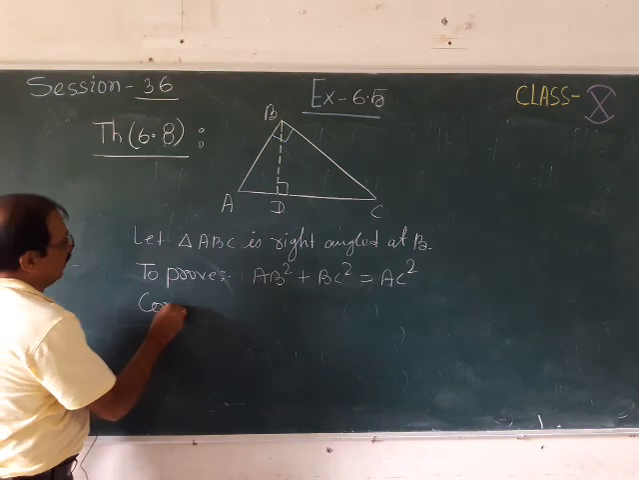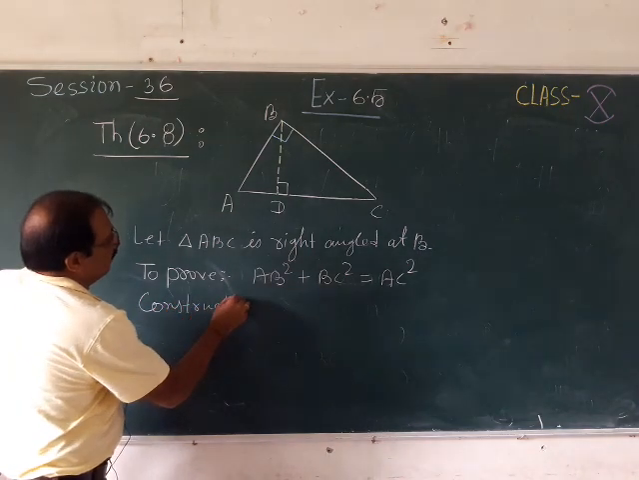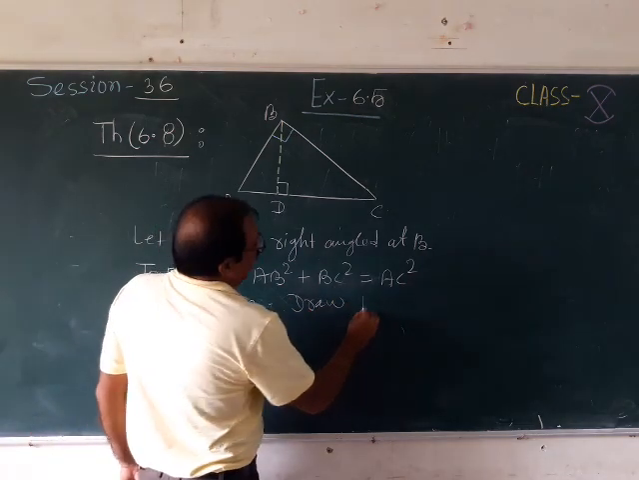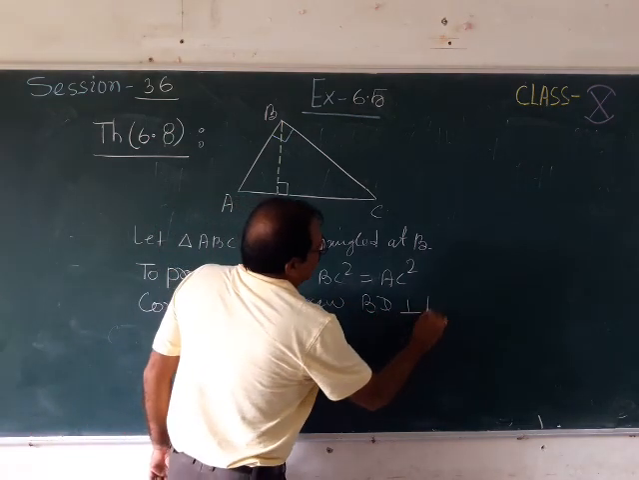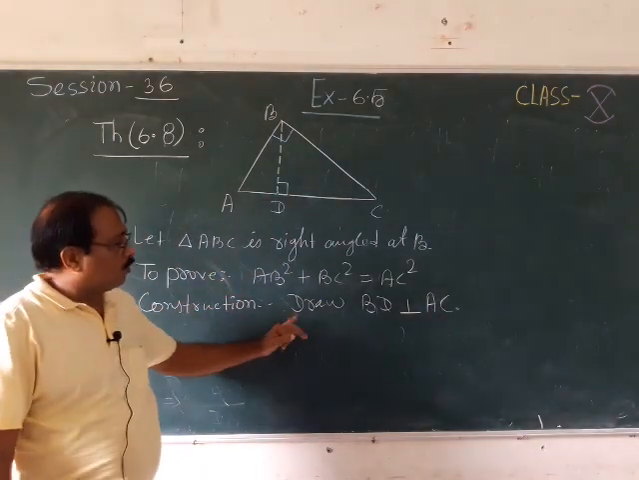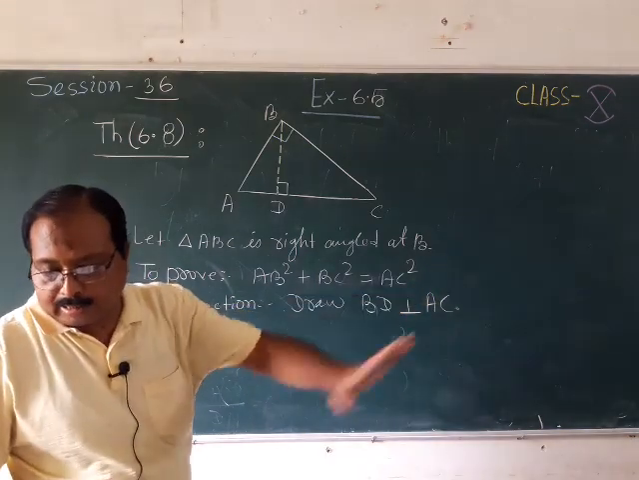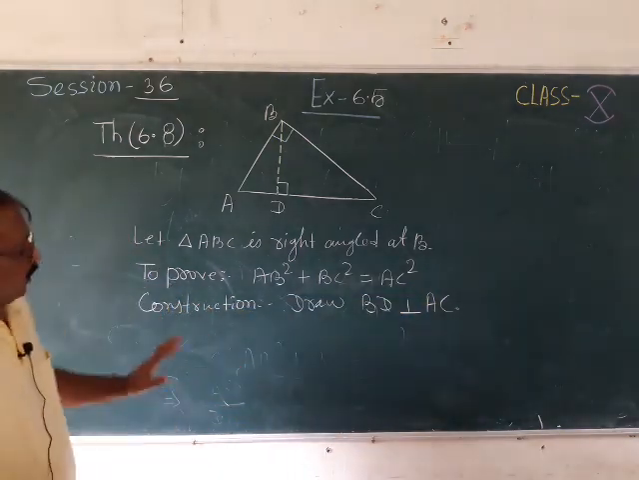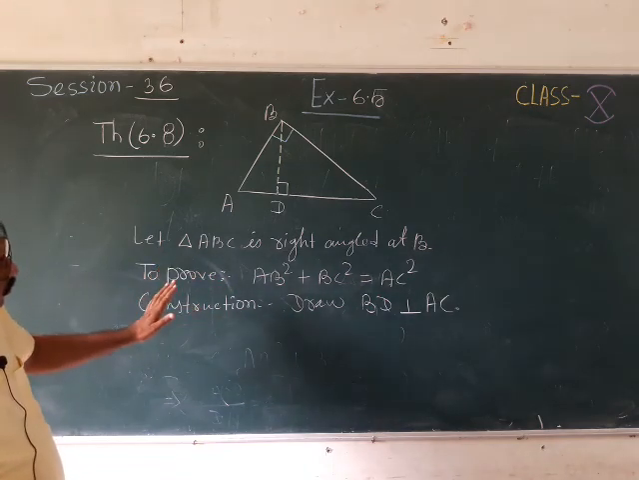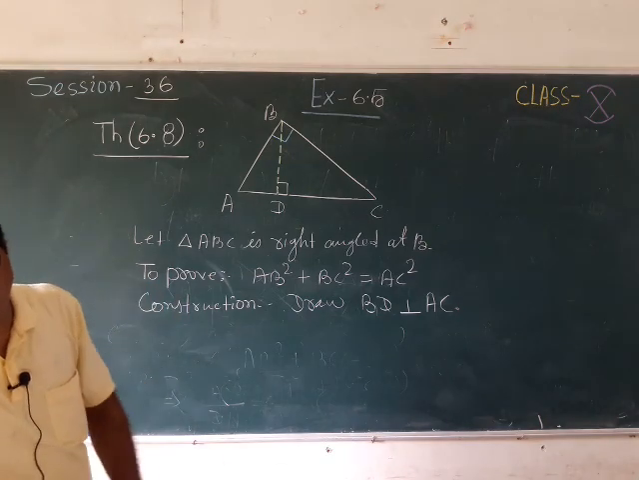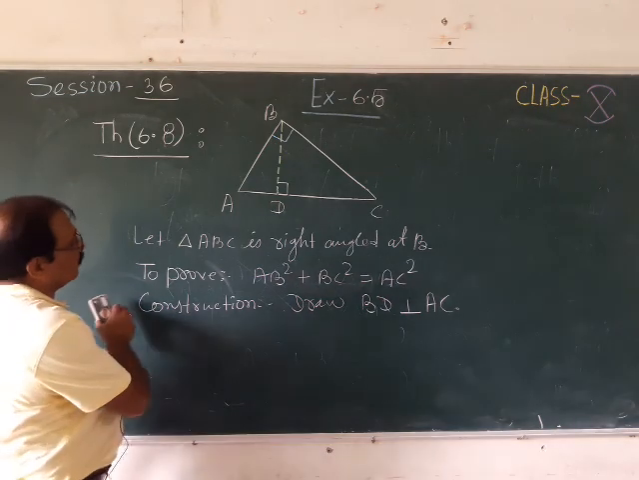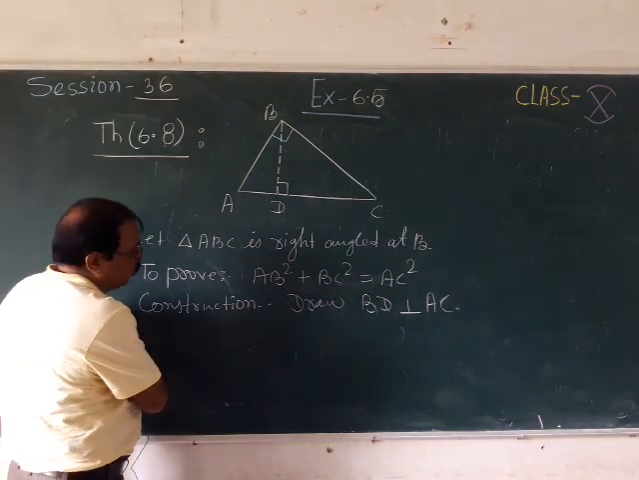Now what construction I have drawn? Write down that construction. The construction is draw BD perpendicular to AC. This is our construction. What construction I have done? I have drawn BD perpendicular to AC. This is drawn. Then we will start the proof of this question. So till here you have to copy down first, because I will clean this part now. Okay. So I am going to clean till here.